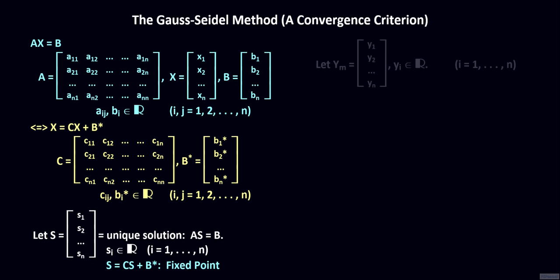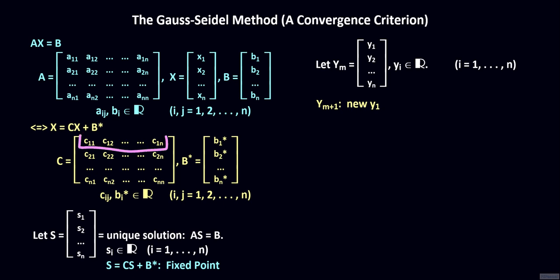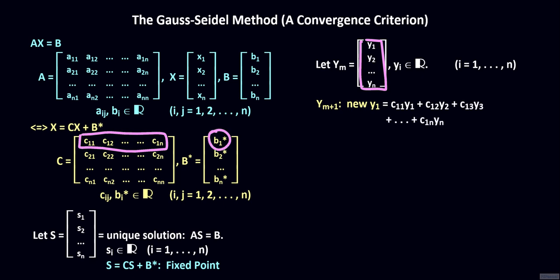Let uppercase Y sub m be the real valued estimate for S, obtained at the mth iteration of the Gauss Seidel method. Then, for the next vector estimate, uppercase Y sub m plus 1, to find the first component of the vector y sub m plus 1, or to find the new lowercase y sub 1, we multiply the first row of the matrix C to the vector y sub m to get this string of terms. Then we add b sub 1 star.